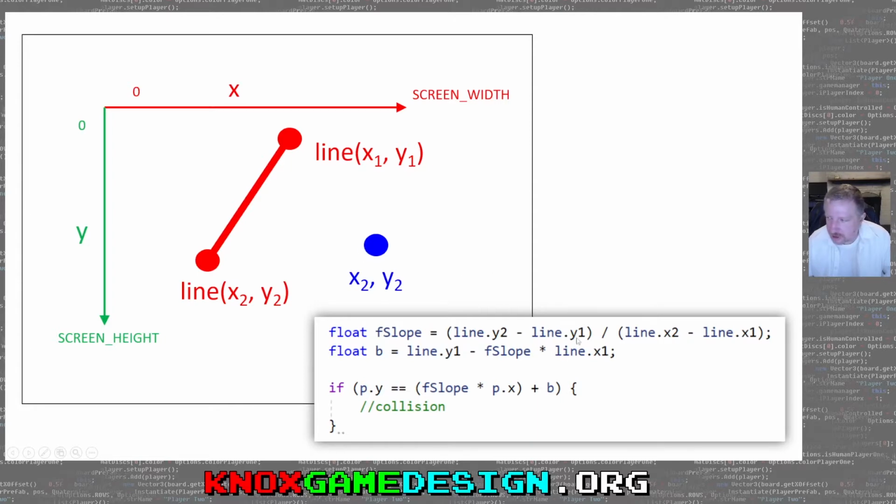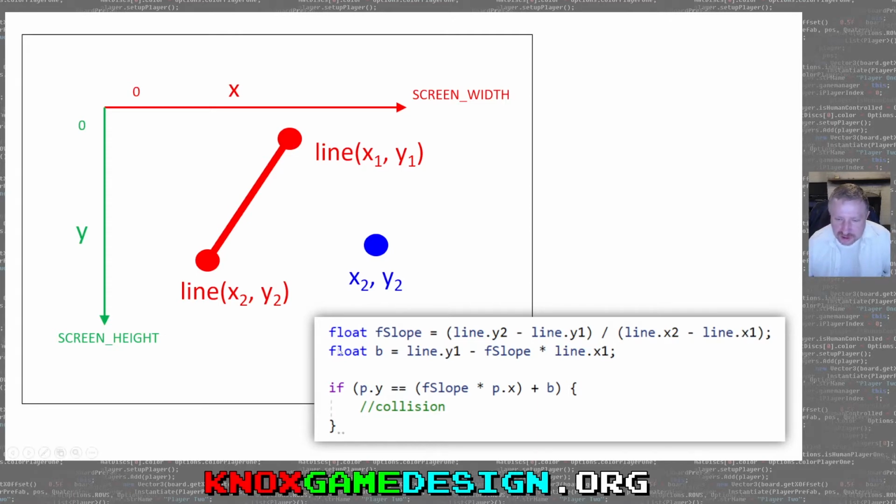So here's the code in C#. Basically, we're calculating the slope, the m value: subtract the y of the first point from the y of the second point, then divide by the x value of the second point minus the x value of the first point. And those are the two endpoints of the line segment.